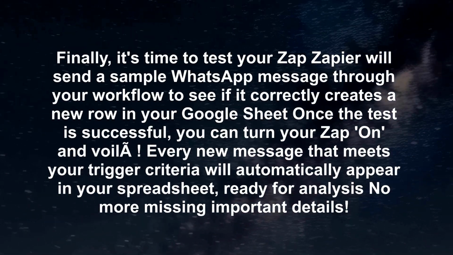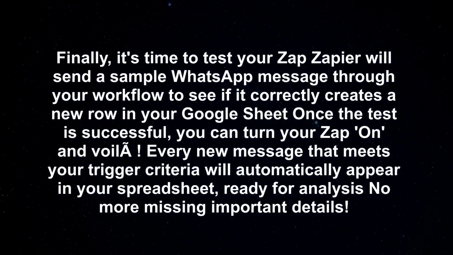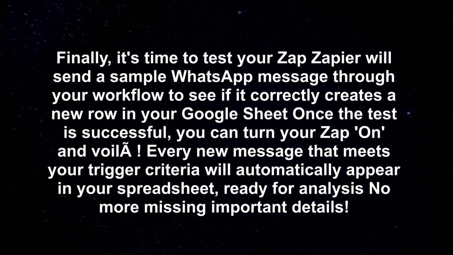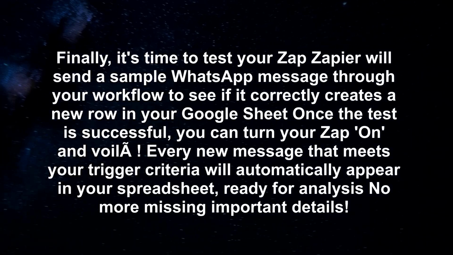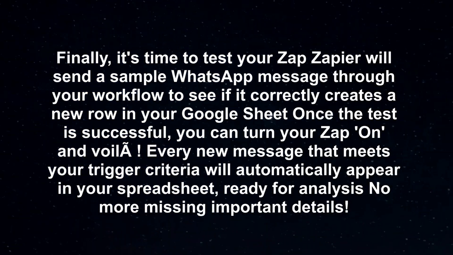Finally, it's time to test your Zap. Zapier will send a sample WhatsApp message through your workflow to see if it correctly creates a new row in your Google Sheet. Once the test is successful, you can turn your Zap on, and voila!